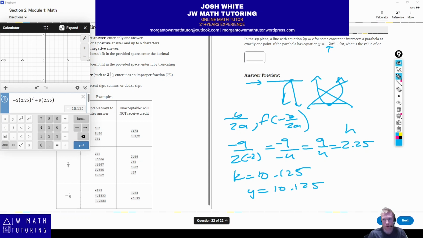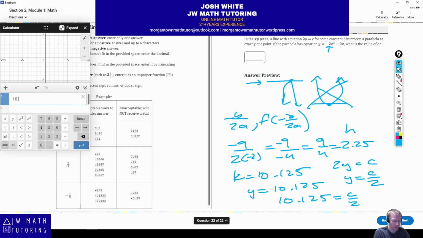But notice the form that they gave it in was technically 2y equals c. So if you rearrange that, you get y equals c over 2. So what that means is 10.125 is equal to c over 2. So what is c equal? Well, it's just 2 times that. So if I go back over here to the calculator, 10.125 times 2, I get 20.25 as the value of c. And that's the correct answer to this question, 20.25.